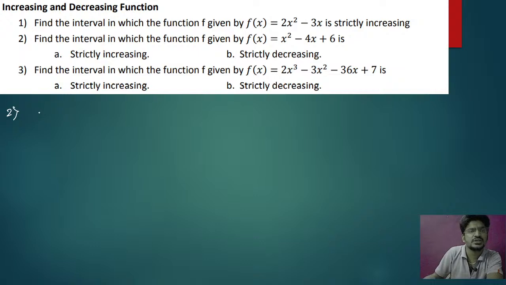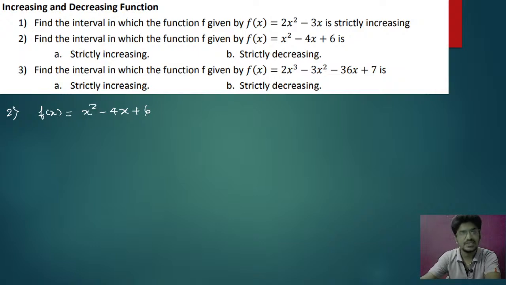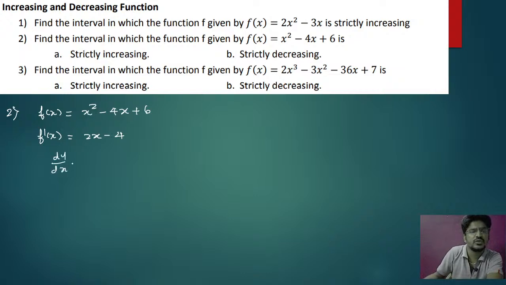So the second problem is given that f of x is equal to x square minus 4x plus 6. So here you have to see where it is strictly increasing and where it is strictly decreasing. Okay, no problem. So first let us find f dash of x. So you can just see it will be 2x minus 4. Now equate dy by dx is equal to 0, that is nothing but f dash of x equal to 0. So 2x minus 4 equal to 0 and 2x is equal to 4, x will be equal to 2.